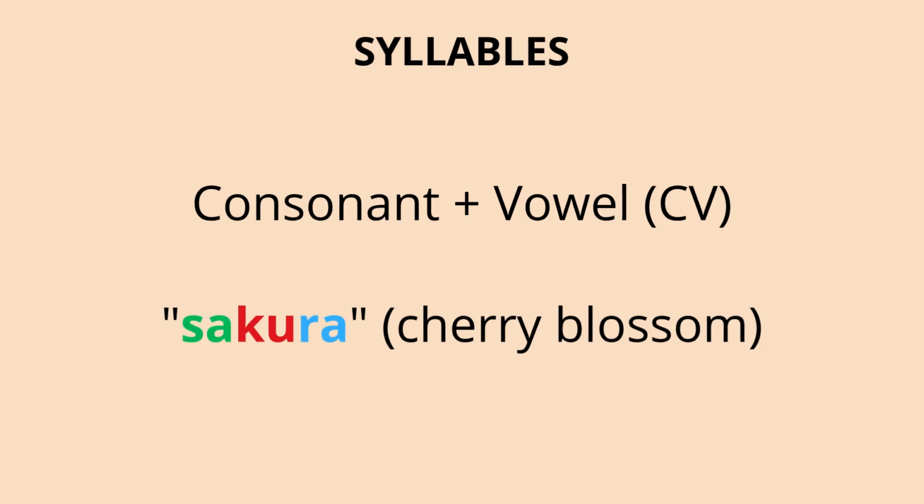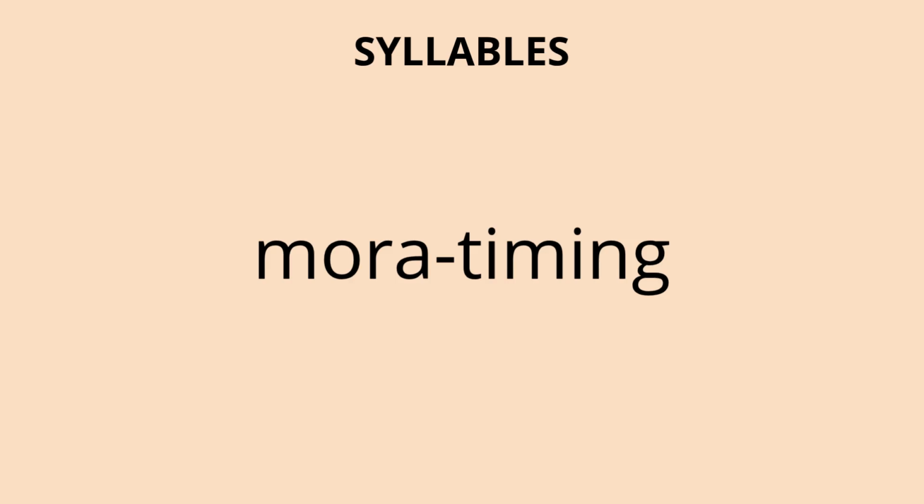There were very few exceptions. You almost never found two vowels next to each other or a consonant at the end of a syllable. This made Old Japanese sound very open and flowing. Modern Japanese has a more complex but still very regular system called mora timing. Instead of just counting syllables, Japanese counts moras.